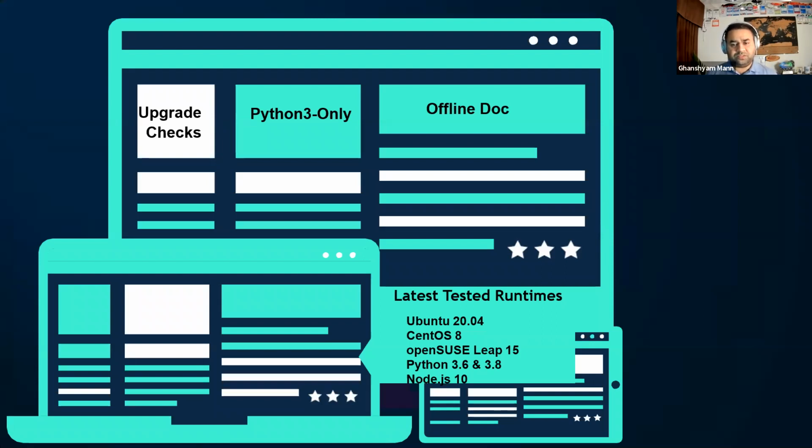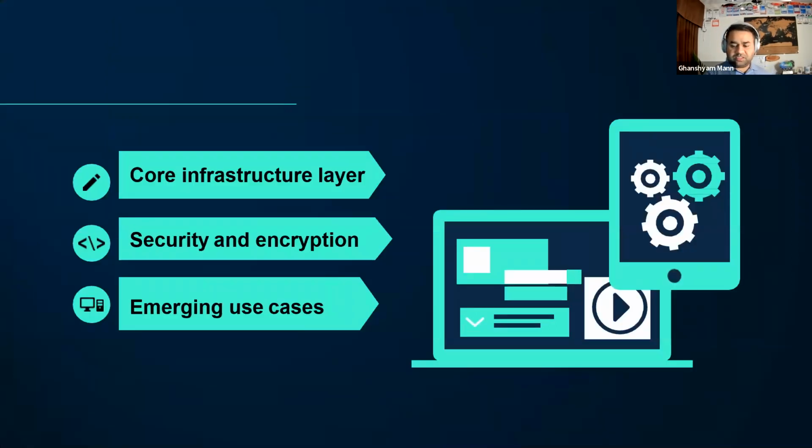Then an openSUSE version was there. In Python, we test 3.6 and 3.8. 3.7 we don't test because if something is working on 3.6 and 3.8, obviously it will work on 3.7. And these are a few focus areas we have completed in the last two releases.